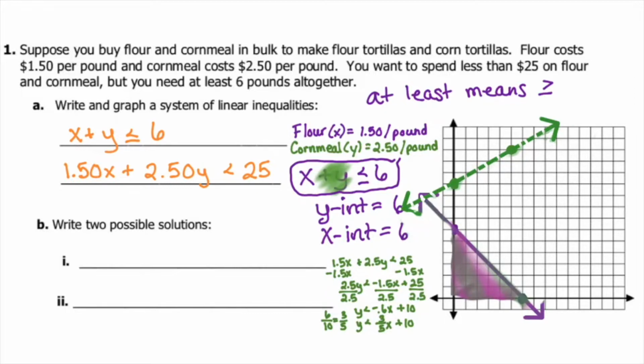And then it says write 2 possible solutions. So in this area, if we had a solution right there, that would be 2, 2, which means you could buy 2 pounds of each of corn and flour tortillas. Then the second point is 4, 1, which means we can buy 4 pounds of flour tortillas. Let me write that in there.